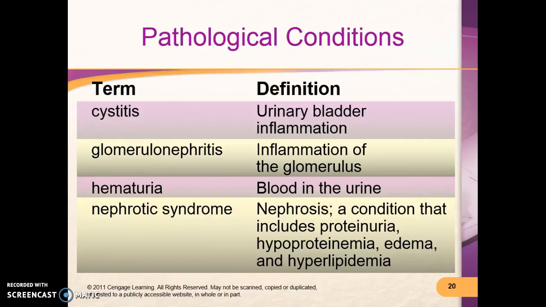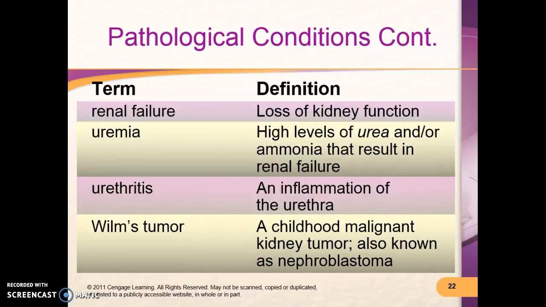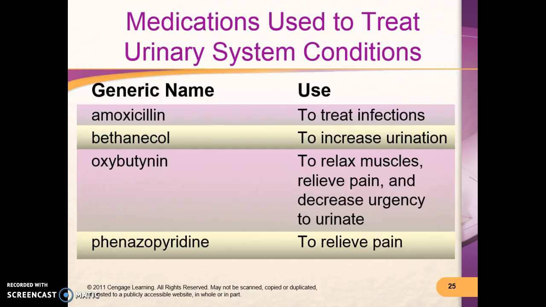And then again, we're going to focus after we look at these different types of conditions. We're going to look at the medications used to treat them. So we might be looking at something basic like amoxicillin that's for infection. But we might also be looking at things that help with things like bladder leakage or urinary incontinence, those types of things.